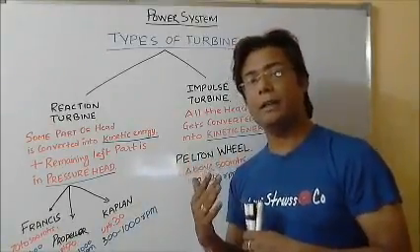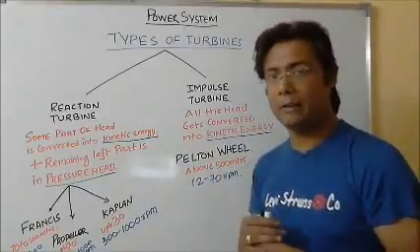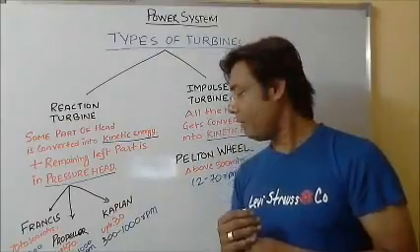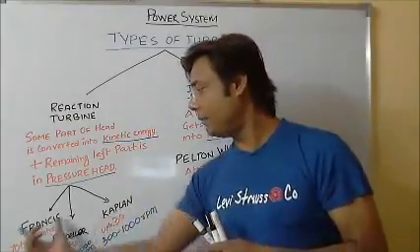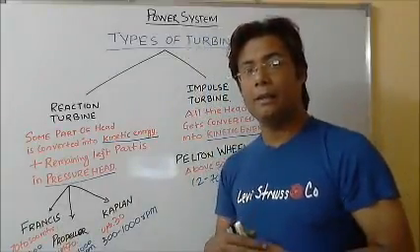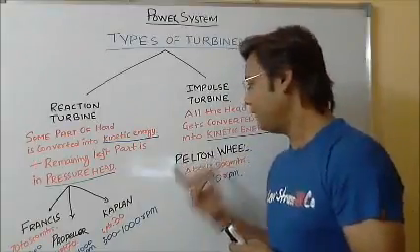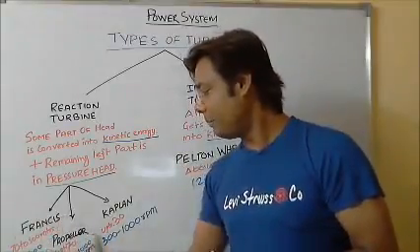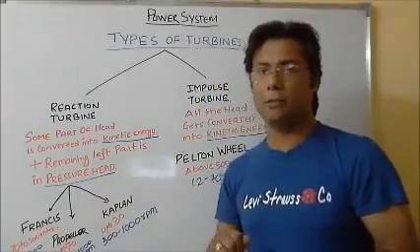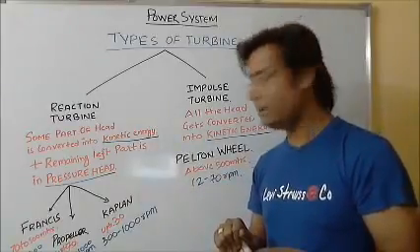So we can keep them in increasing order of either the speed or the height. In the increasing order of the height, we can use Kaplan, then propeller, then Francis, and then the Pelton wheel, in increasing order of the height in which they are used. In the decreasing order, we can say the Pelton wheel, then the Francis, then the propeller, then the Kaplan will come. This type of question may be asked in the examination. So please remember the way which is given in this.